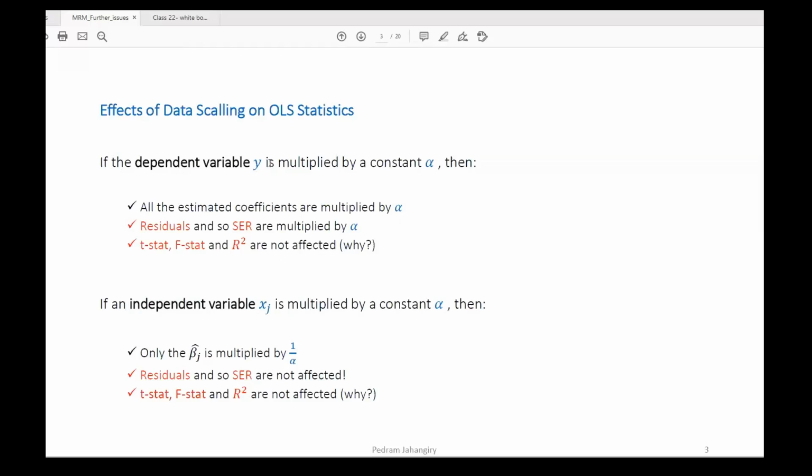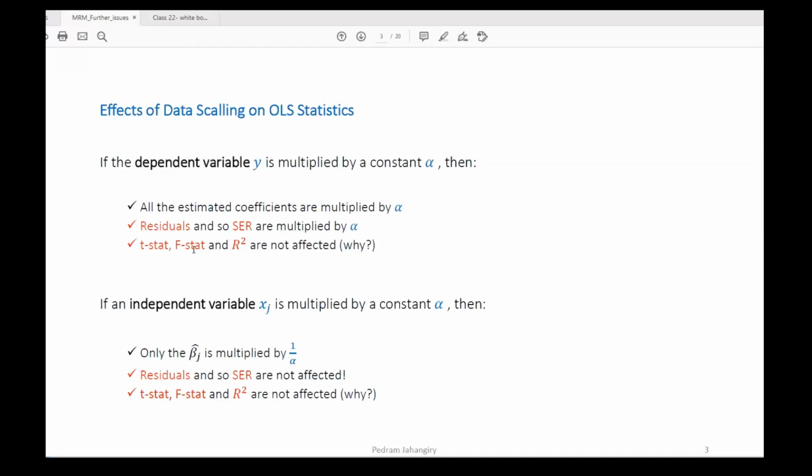So if the dependent variable y is multiplied by a constant alpha, then we know that all the estimated coefficients are going to be multiplied by alpha. Then the residuals and the standard errors are going to be multiplied by alpha again, but t-stat, f-stat, and r-squared are not going to change. Because for r-squared, it doesn't make sense that rescaling the variable is going to change r-squared. You should not get a different goodness of fit for a model if you multiply the dependent variable by some number, right? It's nonsense. For t-test and f-test, we can mathematically prove that, right?